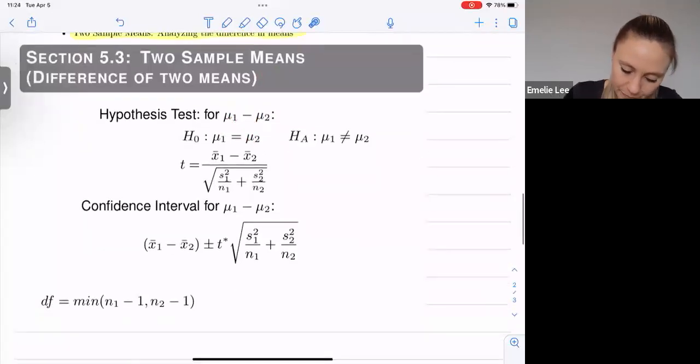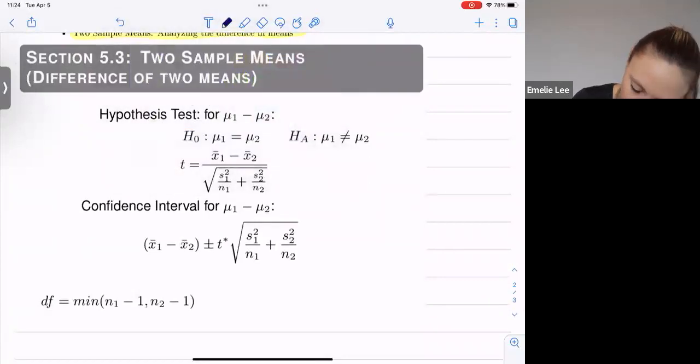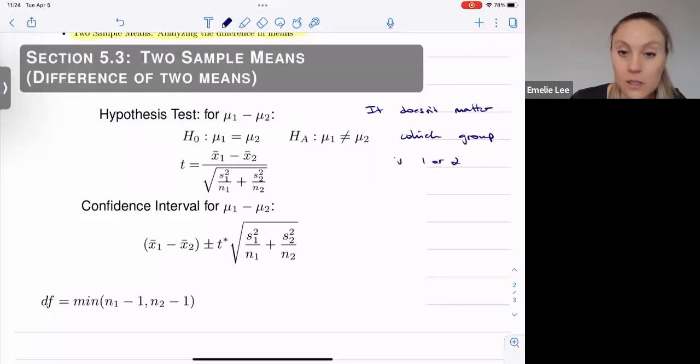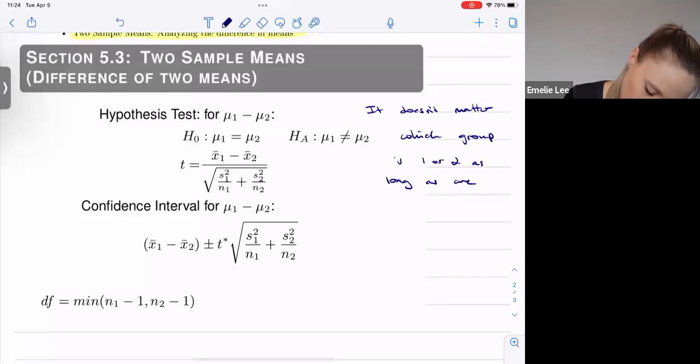It doesn't matter which group is one or two, as long as we're consistent. And like I said, it actually doesn't really matter, but you should be, right? As long as you keep your ones together and twos together. So as long as we are consistent.